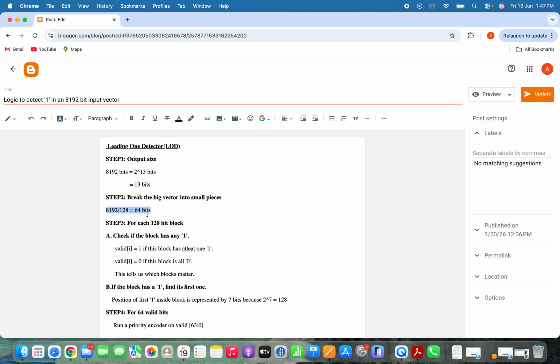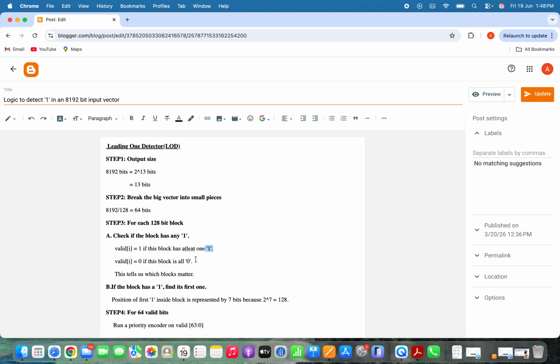For each block, we generate two outputs. First, we generate a valid bit. The valid bit indicates whether the block contains at least one logic 1. If valid[i] equals 1, the block contains at least one logic 1. And if valid[i] equals 0, the block is completely 0.